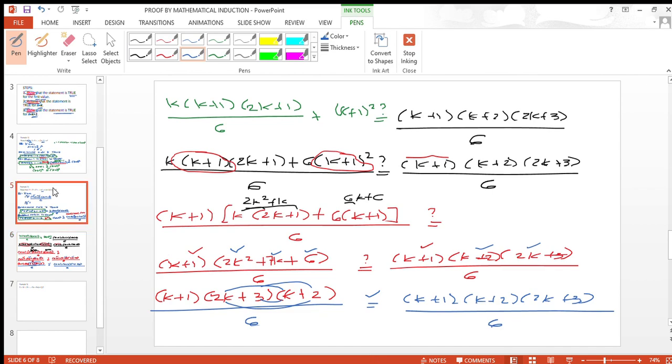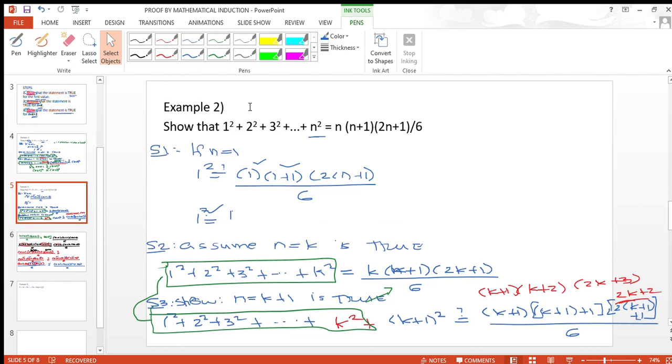So you can conclude, therefore, you can just go back to the problem. The final conclusion of our solution will be, therefore, 1 squared plus 2 squared plus 3 squared plus and so on plus n squared equals n times n plus 1 times 2n plus 1 divided by 6. That will be the final conclusion.